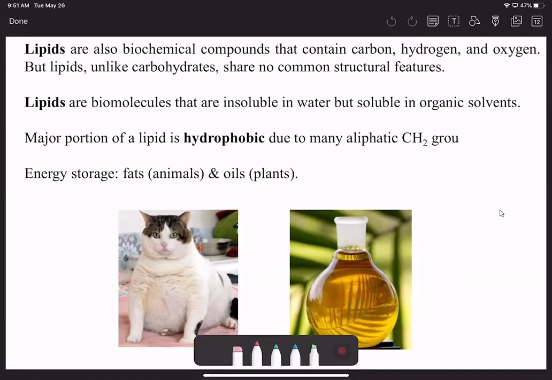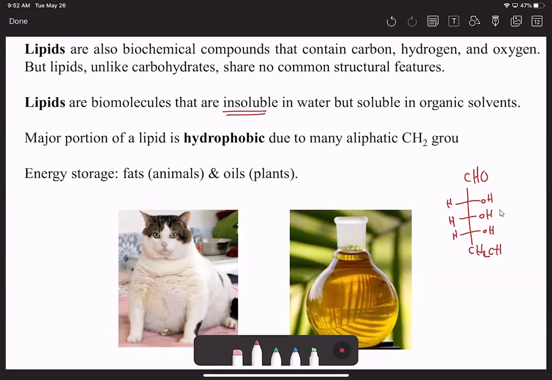Let me draw a carbohydrate real quick. Because of all of the oxygens that are in carbohydrates, those are soluble in water. So you can put sugar into water and it dissolves just fine. Glucose, lactose, you can put all of those in water and they will dissolve. But lipids are insoluble in water.